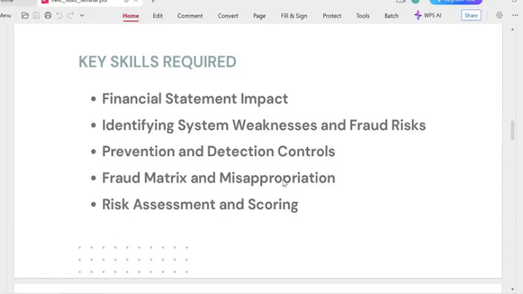Will you talk about likelihood and impact as well? Yeah, we will. Okay. When we talk about risk assessment and scoring, we are going to talk about it, and in the fraud metrics as well, we are going to talk about that.